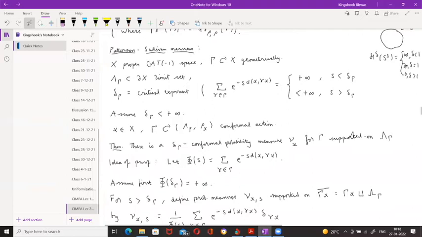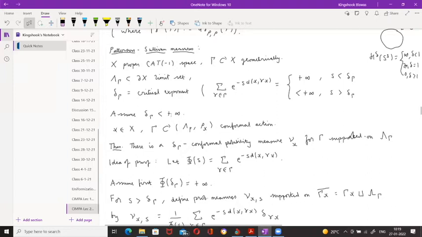Recall we defined the limit set, the accumulation in the boundary of any orbit. It was independent of the choice of orbit. And we defined the critical exponent. Why is it called the critical exponent? Because if I look at the Poincaré series, the sum over gamma in Gamma of e to the minus s d(x, gamma x), then as a function of s, this is plus infinity if s is less than delta gamma, and finite and positive if s is bigger than delta gamma. At delta gamma itself, it could be infinity or finite; either is possible. So let's assume that delta gamma is finite.